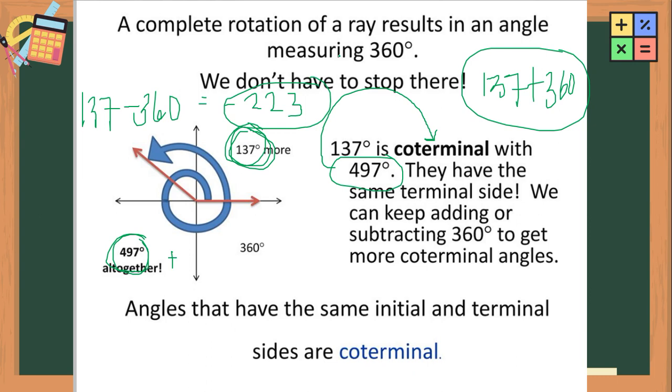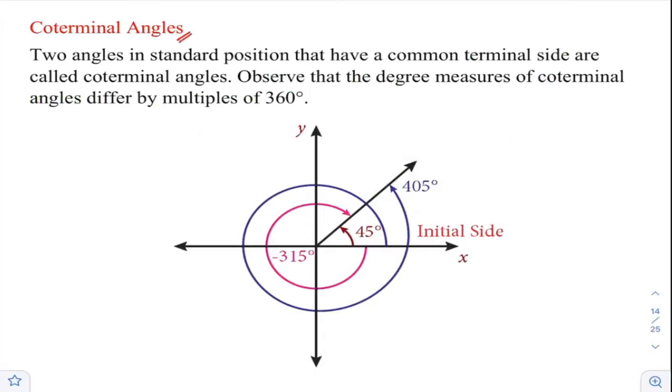Naiintindihan nyo ba ang co-terminal? Yes, sir. As long as same sila ng terminal side, co-terminal ang tawag natin doon. Okay? O, tignan nyo to. Yung ginawa natin kanina, the terminal side here is 45. Ngayon, if you're going to get the one positive co-terminal ng 45, just simply add 360 lang. 45 plus 360, what is the answer? 405. That is the positive coterminal angle.